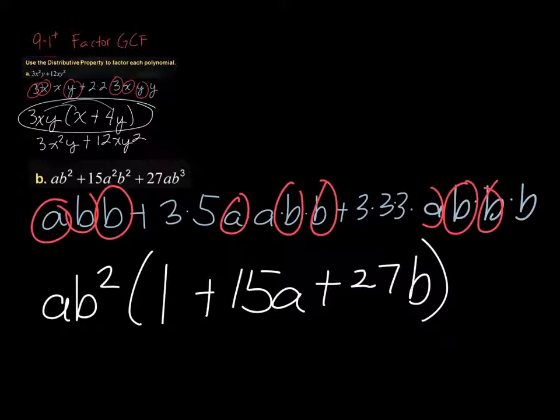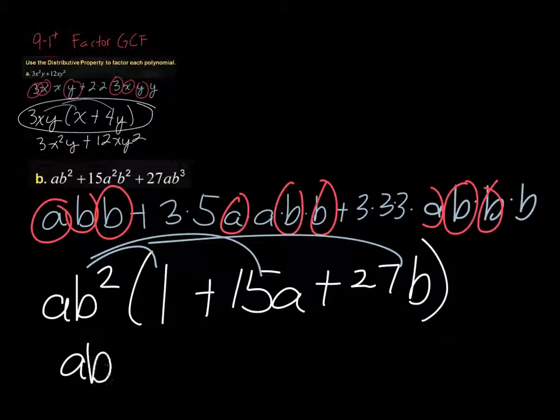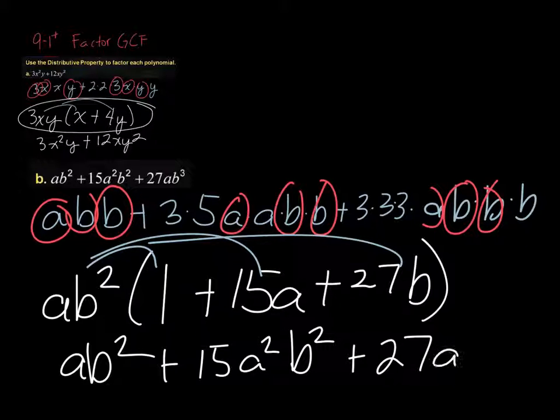Again, mentally I'd multiply this out, make sure I have what I started with. ab squared plus 15a squared b squared plus 27ab cubed. Yep, I'm liking it.